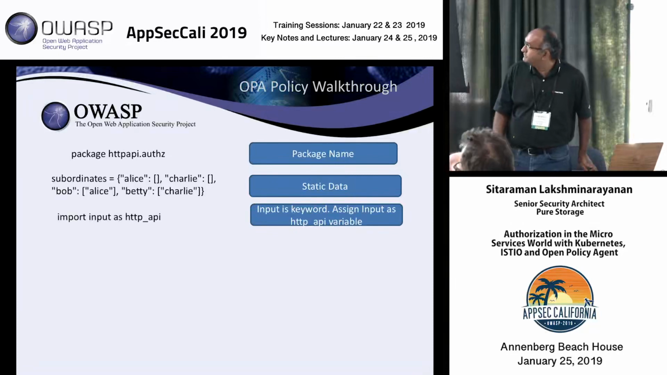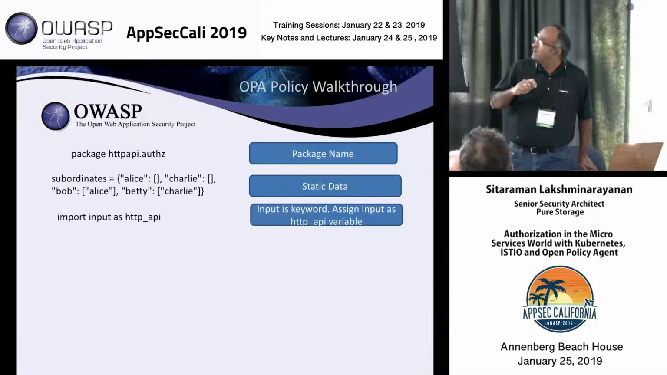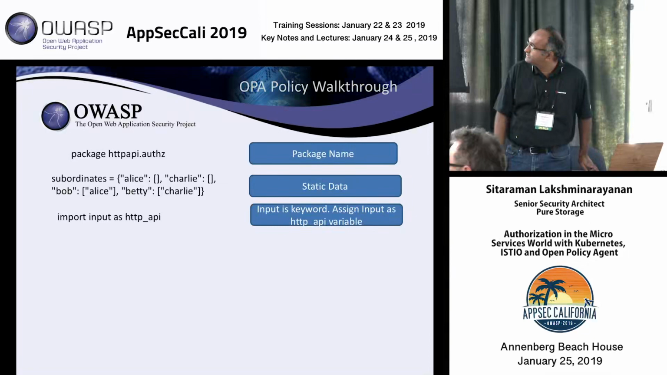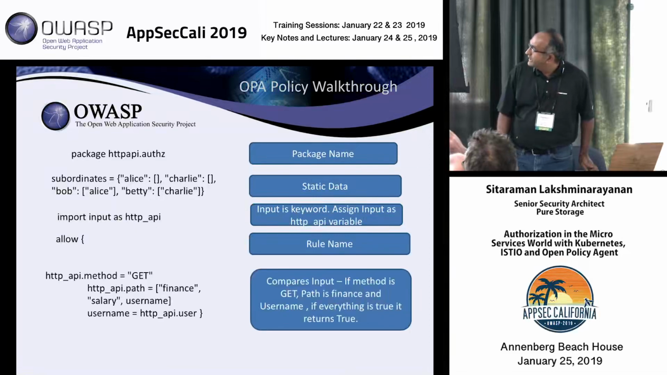Input is basically a keyword. All the data that comes in when you're invoking the OPA policy API, we'll see later, you're just assigning a variable to it. So this is the rule that says allow within the brackets. These are individual statements. So what this means is that if the HTTP API, which is an input variable that you have, if the method is get, and if the path that you're trying to access is one of them, and if the username is the one that I'm looking for, then yes, allow.